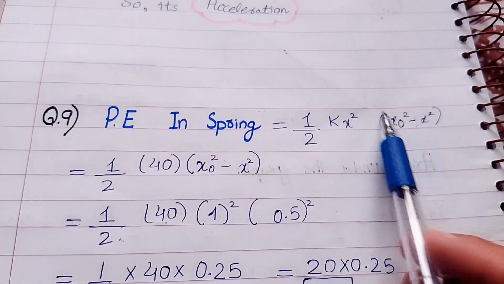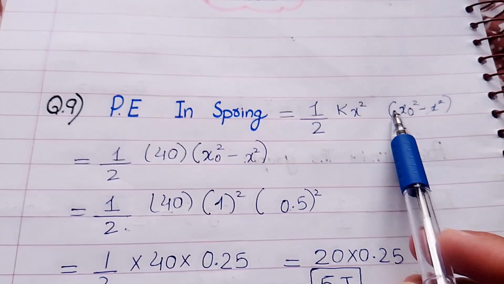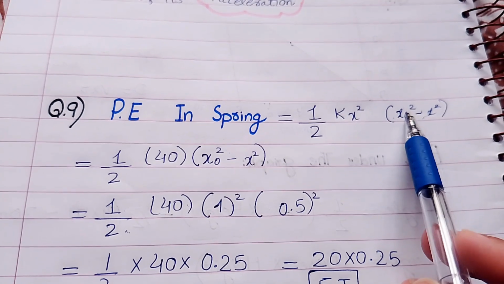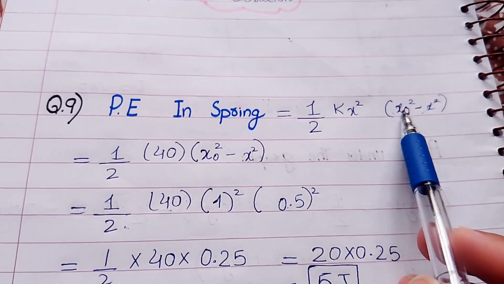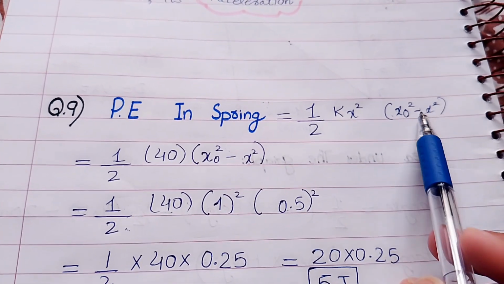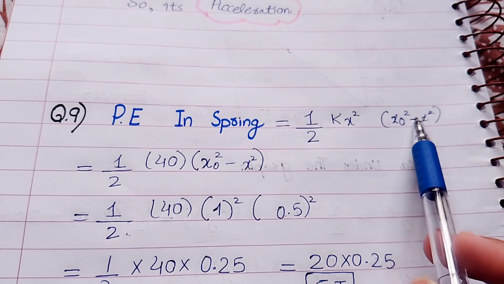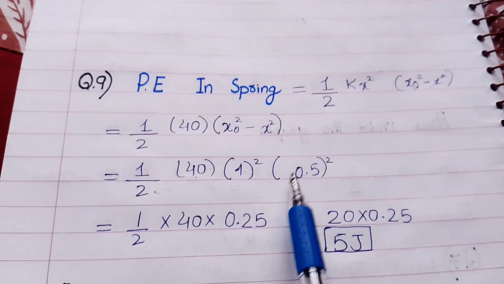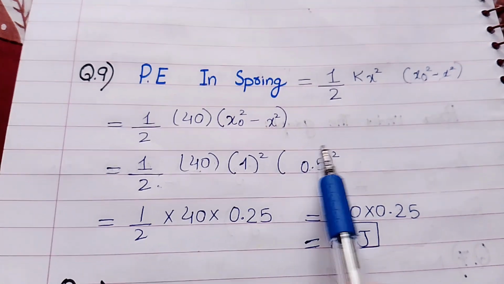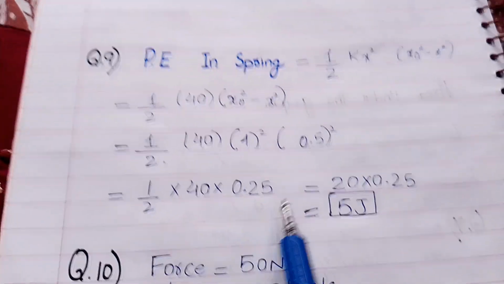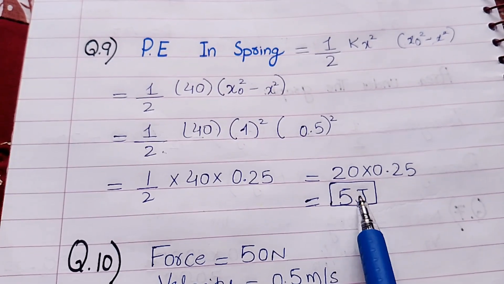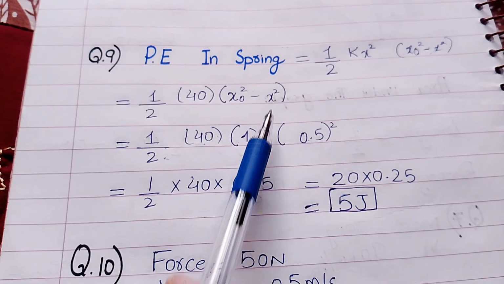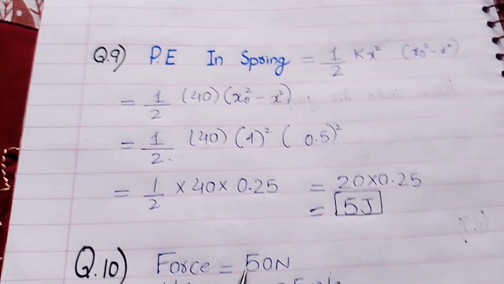I'm so sorry, I just told you a little opposite. This one is the original length, as O represents original length, and this one is the changed length, the length that has been halved from the original length, so it is 0.5. So we will just calculate this, and our value will be 5 joule. So the potential energy stored in the spring is 5 joule.